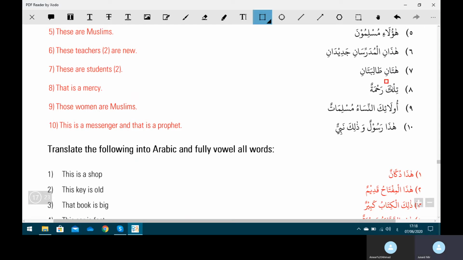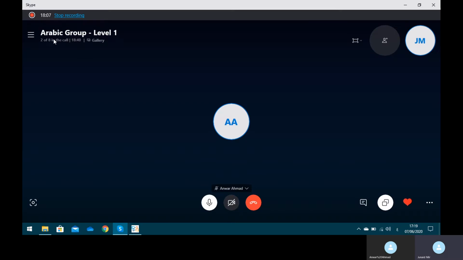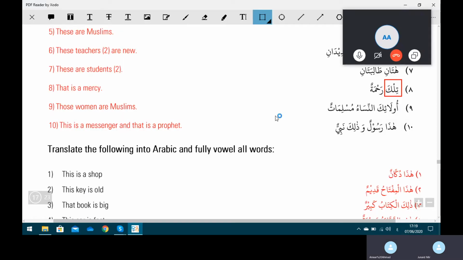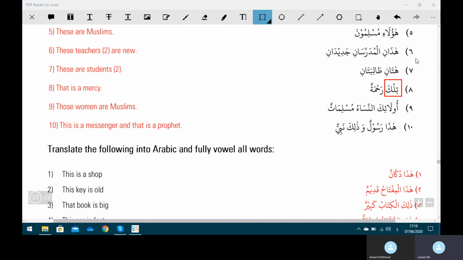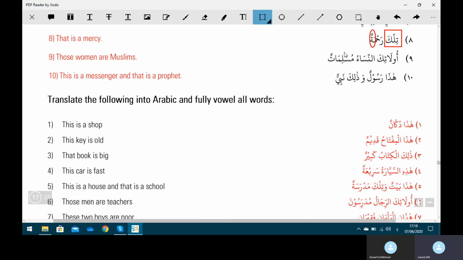And the reason we use tilka and not dhalika is because rahmatun is feminine. How do I know rahmatun is feminine? Anybody? It's just you, Anwar. Excellent. Good. We know it because of the marbuta at the end. There. Good. That's perfect.